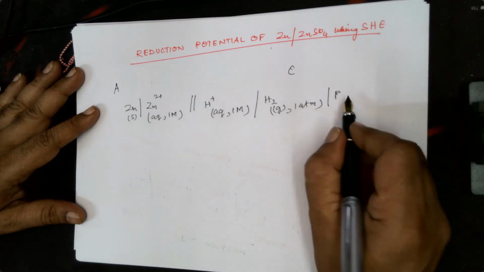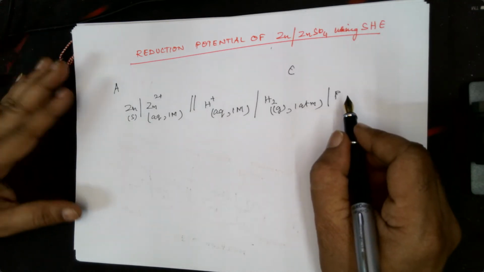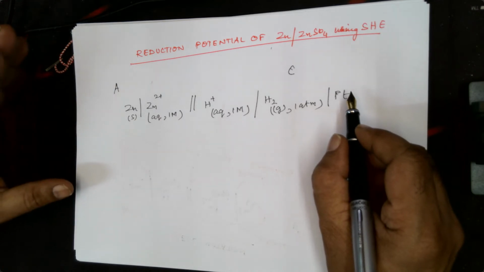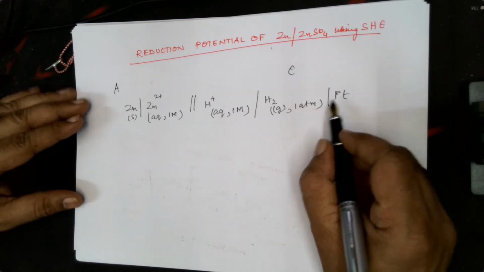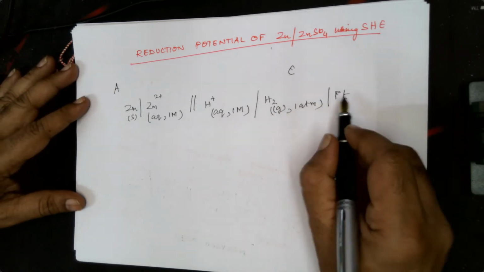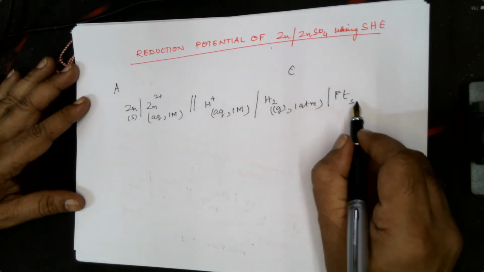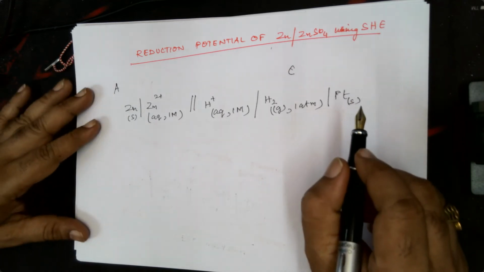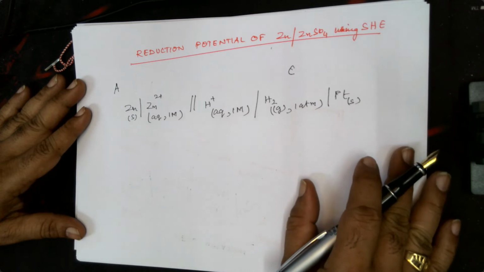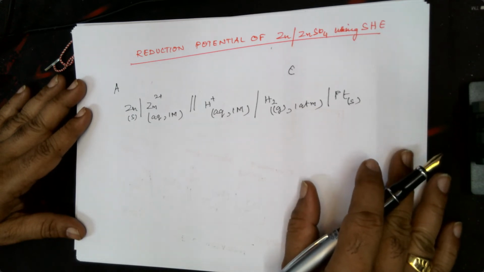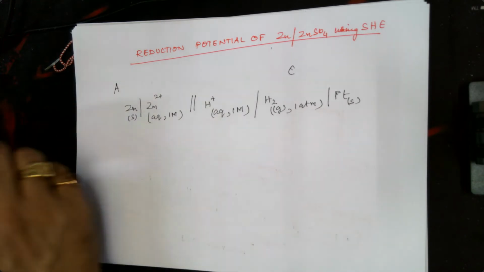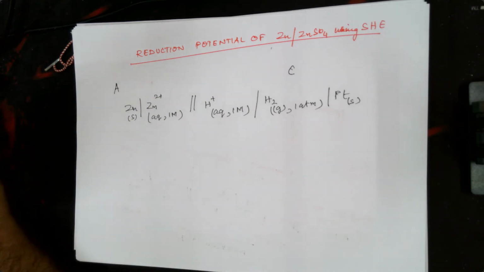This bar indicates the phase boundary. So platinum, where platinum will be porous, where the hydrogen will be occupying all these small holes. Okay. So platinum is a solid. It acts as an inert electrode, right? Okay. So now we have established the cell. It is called cell notation. Now we have to proceed with the calculation.